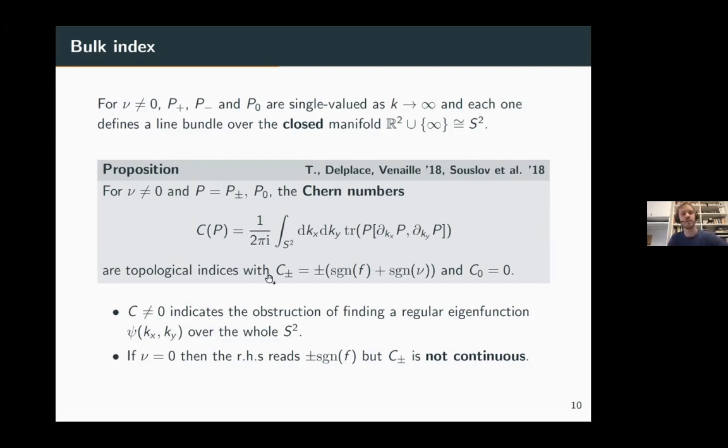Another thing that is also puzzling here is that if you forget about odd viscosity, then you can integrate this right-hand side over the two-dimensional plane, and this converges and gives you an integer. But this is not a topological index because it's not continuous, okay? So even if you have an integer, it doesn't mean that you have a topological index. So you really need this odd viscous term to define a bulk index. That's the main message of this story.